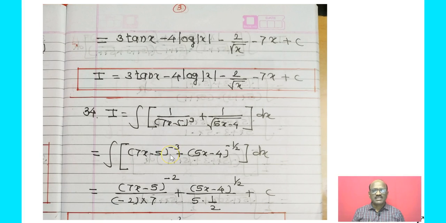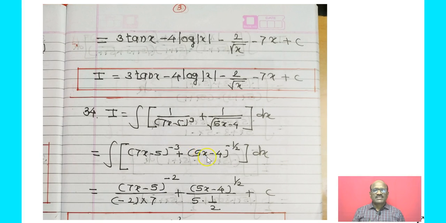Therefore, what is the power here? Minus 3. That is, (7x minus 5) raised to minus 3 plus (5x minus 4) raised to minus 1 upon 2, because here there is a 1 upon 2 that goes to the numerator, so it becomes minus, dx. Now again, what is the integral of this? That is (7x minus 5) raised to minus 3 plus 1, it becomes minus 2, upon minus 2 into the coefficient of x. The coefficient of x is 7, or the derivative of 7x minus 5 is 7.